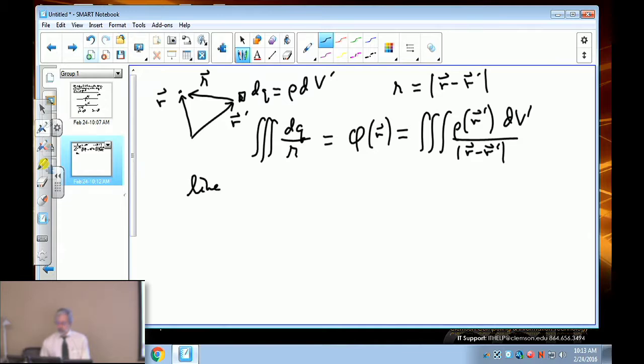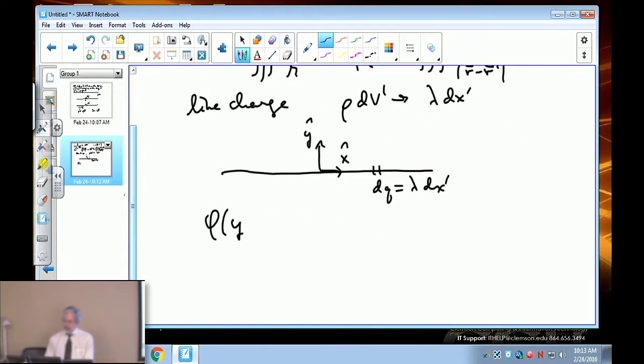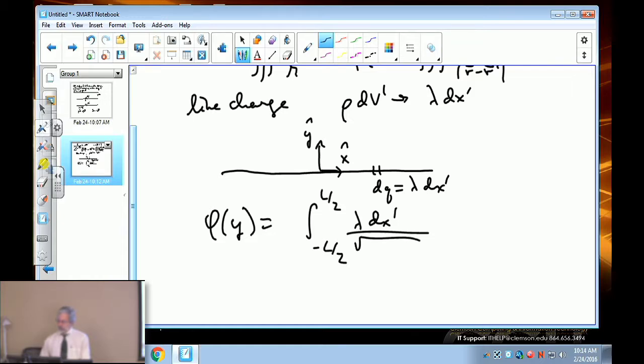In the case of the line charge, instead of rho dV, we have lambda dx prime, where now we put the coordinate system here centered on this line, and x is along the line, and y hat is perpendicular to the line, like that. And so a little piece of charge dq here is lambda dx prime, and so evaluating phi at a distance y above the midpoint there is just an integral of lambda dx prime over the distance, which is going to be the square root of x prime squared plus y squared.